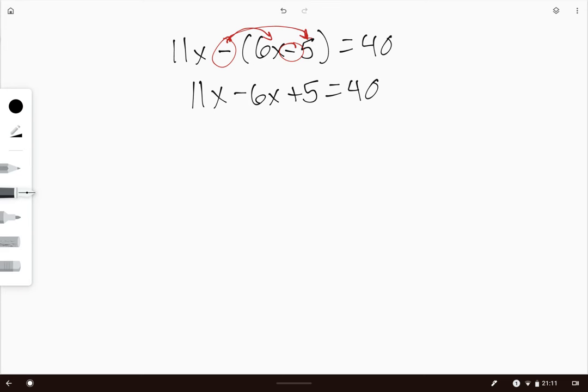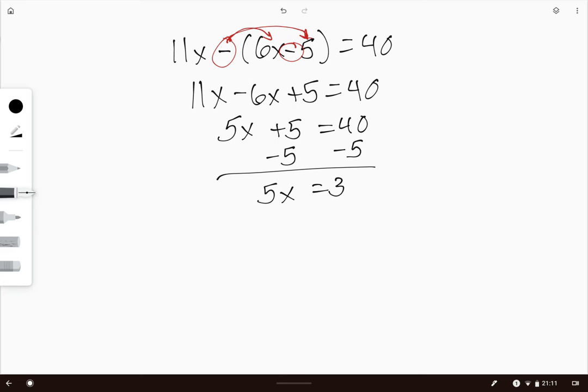So then 11x minus 6x is going to be 5x plus 5 equals 40. So I subtract 5 from both sides, and that's going to be 5x equals 35. And then I divide both sides by 5, and x is going to equal 7.